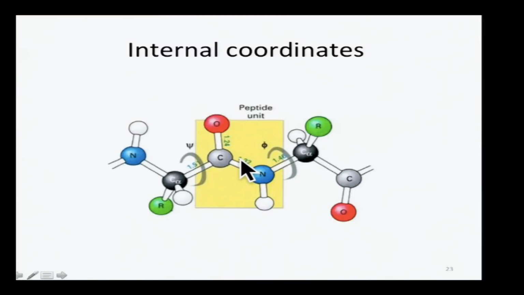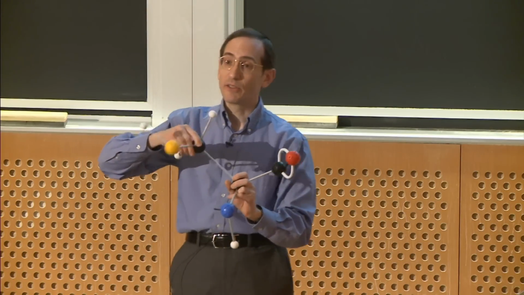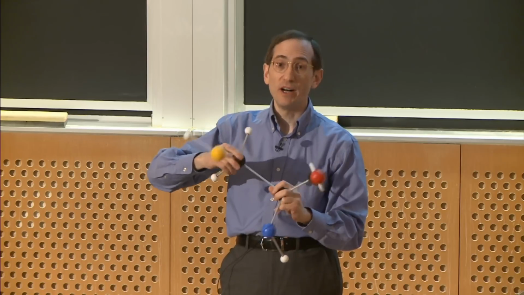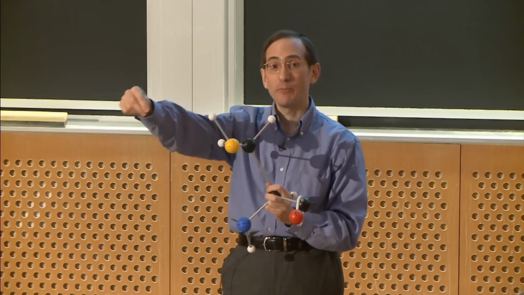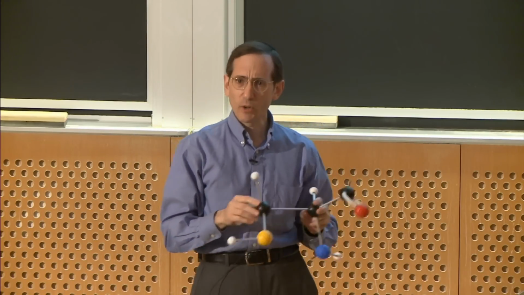And similarly for the side chains, and we'll go into this in more detail later, we can give the rotations of the rotatable bonds in the side chain and not specify every atom as we go out. Okay, so we've got these two different ways of representing protein structure, and we'll see that they're both used. Any questions on this?